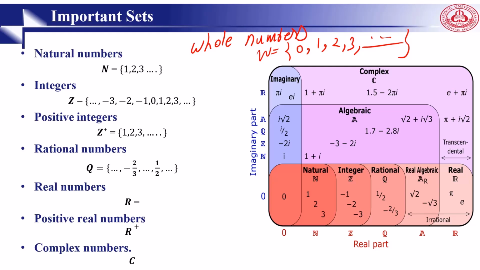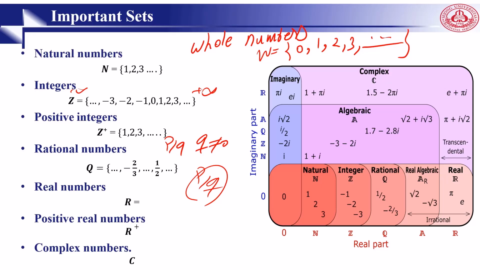Integers are the collective result of whole numbers and negative natural numbers, from minus infinity to plus infinity. 0 is also included. Then we have positive integers: 1, 2, 3; 0 and negatives are excluded. Then we have rational numbers. In the previous lecture, we talked about rational numbers: numbers that can be rewritten as P divided by Q, and Q should not be 0, right? Irrational numbers are the numbers which are not rational and cannot be written in the form of P by Q.